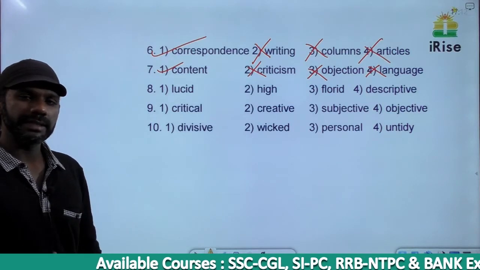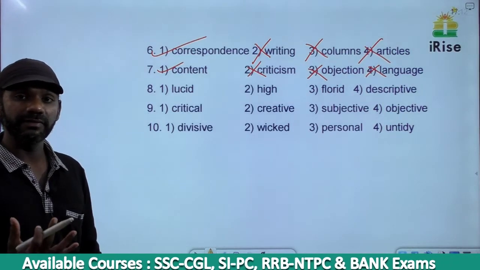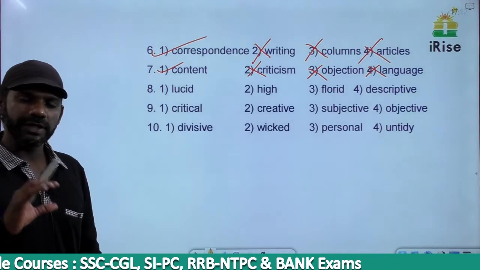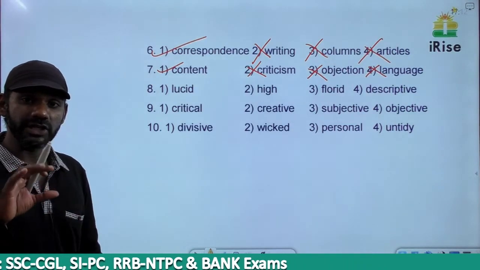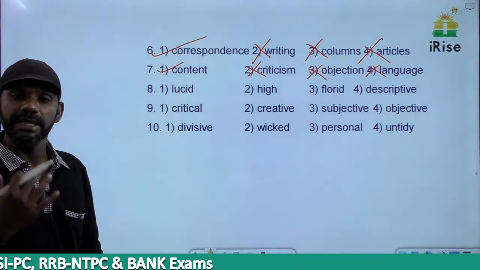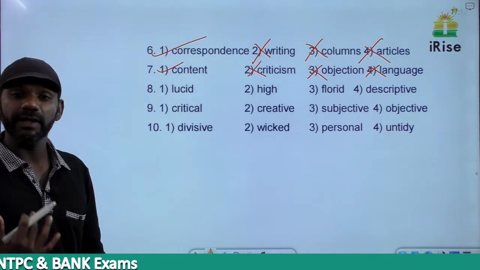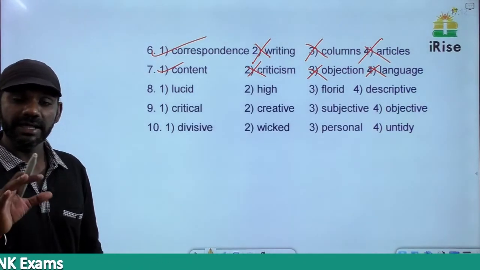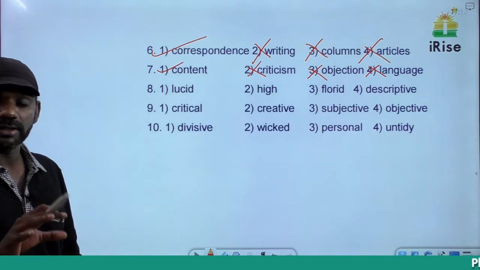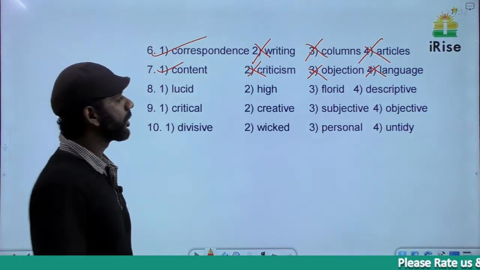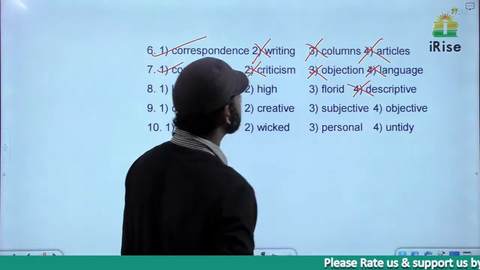Now, the content of an official letter should never be descriptive. An official letter must be very short. We should write only to the point. A personal letter can be descriptive. An official letter should not be descriptive. It must be very brief, right? Short. We should write only to the point. So option 4 is eliminated.